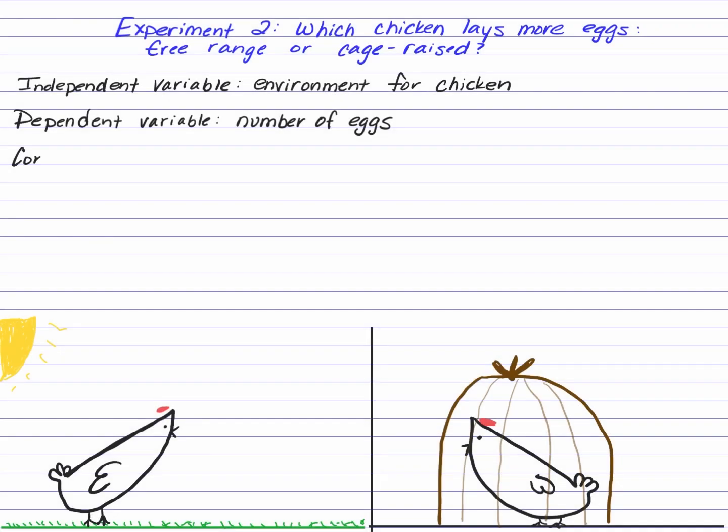Okay, so now let's make a list of what we're going to keep the same for this experiment. These are our control variables. Since we're looking at chickens, we should keep the type of chicken the same. We should also count the number of eggs they produce on the same day, so we'll keep that length of time the same. We're also going to need to feed the chickens, so let's feed them the same amount and the same type of food.